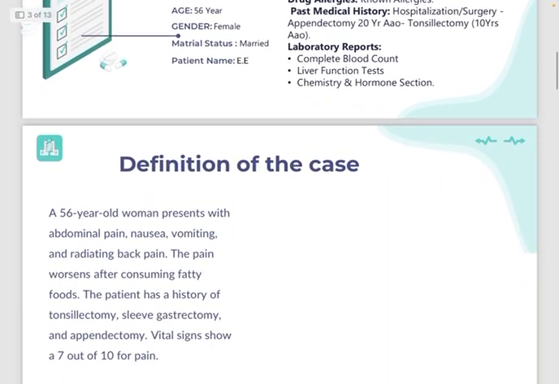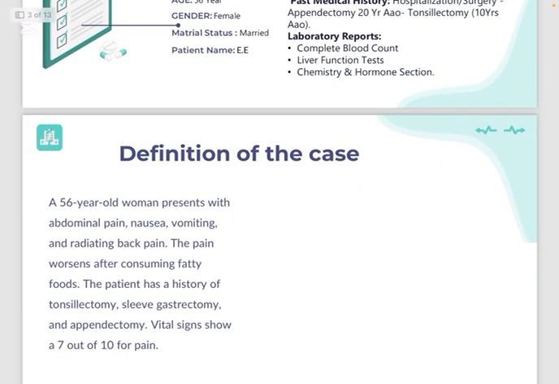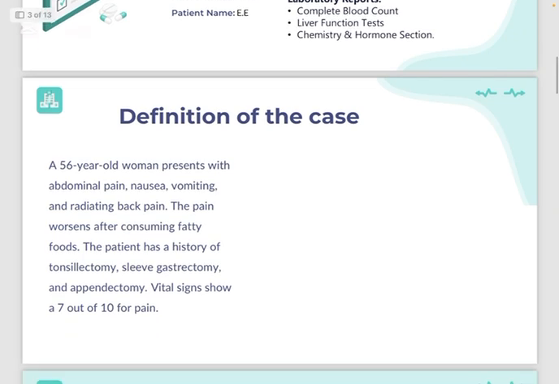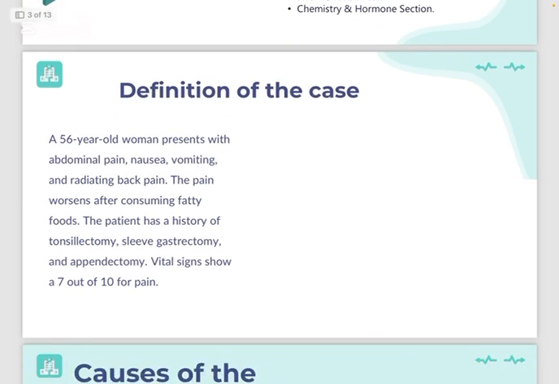Now we will move to the definition of the case. A 56 year old woman presents with abdominal pain. The pain worsens after consuming fatty foods. Why does the pain increase when she consumes fatty foods? Because bile helps in the digestion of fats. When a patient consumes fatty food, it becomes difficult to digest and increases the pain. The pain score was 7.